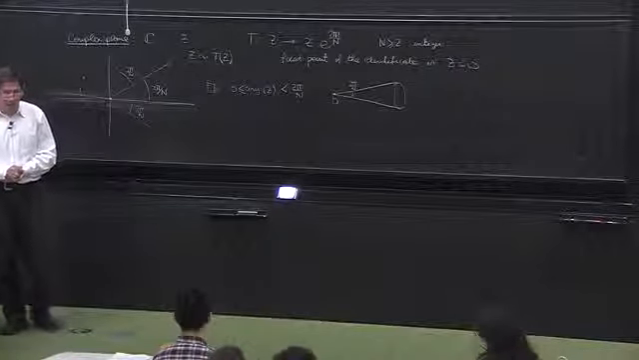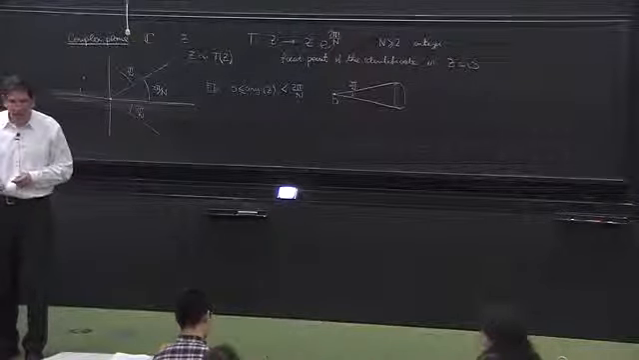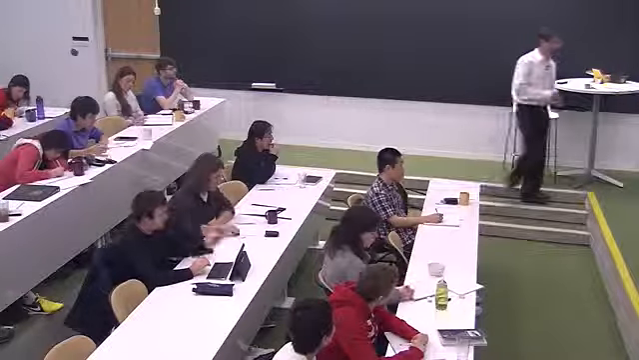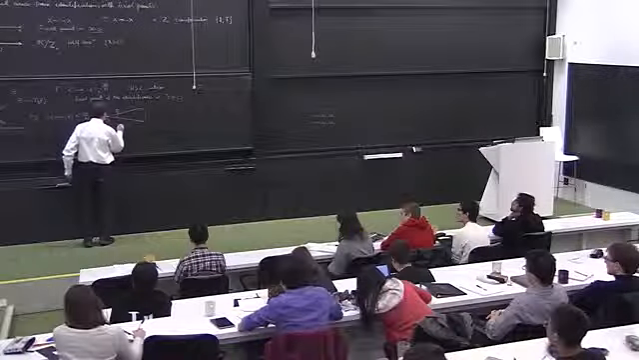Any questions? Yes. Can I just clarify the terminology? So the orbifold is the cone. The orbifold here is the cone. So this is the space, and this is the orbifold.